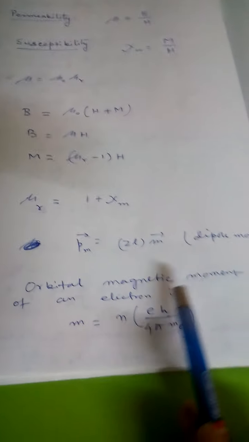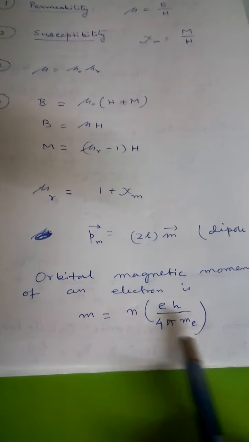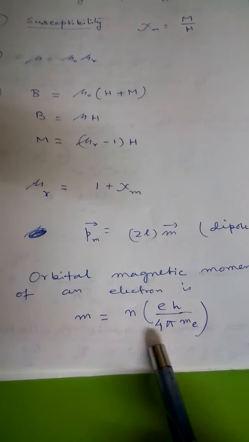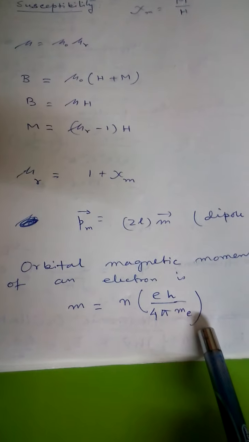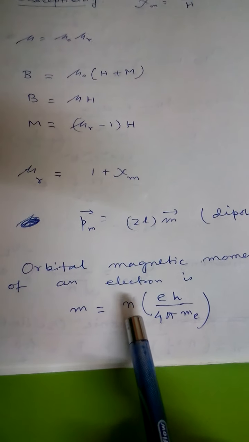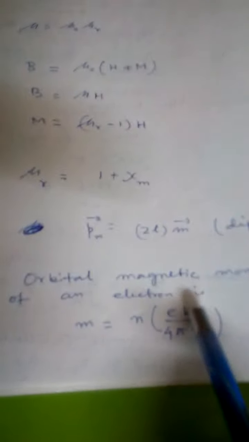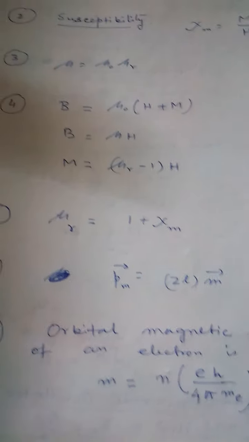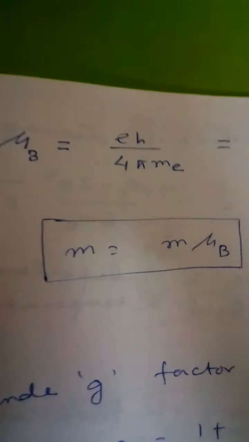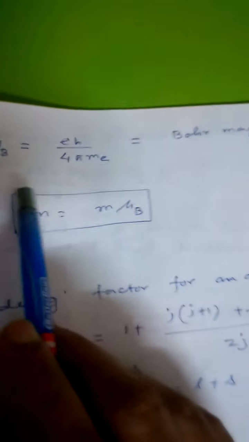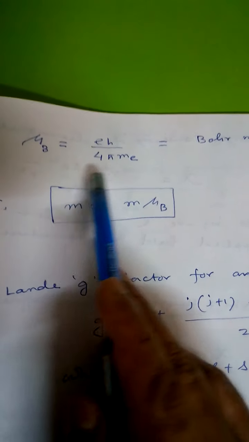Number 7, orbital magnetic moment of an electron. This is the expression of orbital magnetic moment: n eh by 4 pi me. n can be varied 1, 2, 3, 4 and so on. And this term within the bracket, eh by 4 pi me, has a special name. It is called Bohr magneton.